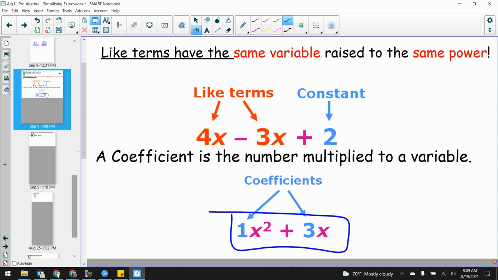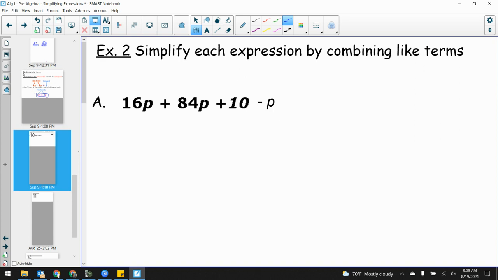So let's practice that a little bit. 16p plus 84p plus 10 minus p.